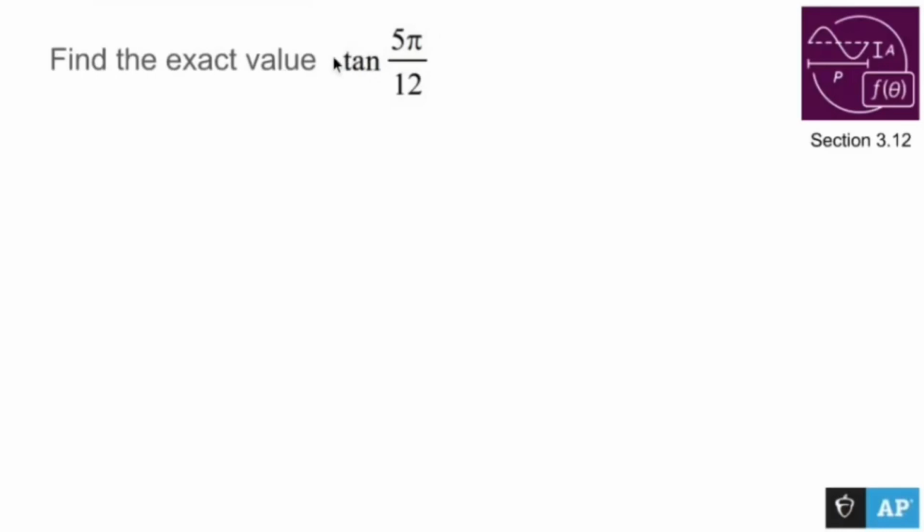Buckle up for this one. It's a doozy. Find the exact value of tangent 5 pi over 12. Obviously, we're not given 5 pi over 12 on the unit circle, so I need to rewrite this in a way where I use some of those numbers that appear on the unit circle, and I can either add or subtract them. Now, I can get to 5 pi by doing 2 pi and 3 pi over 12.